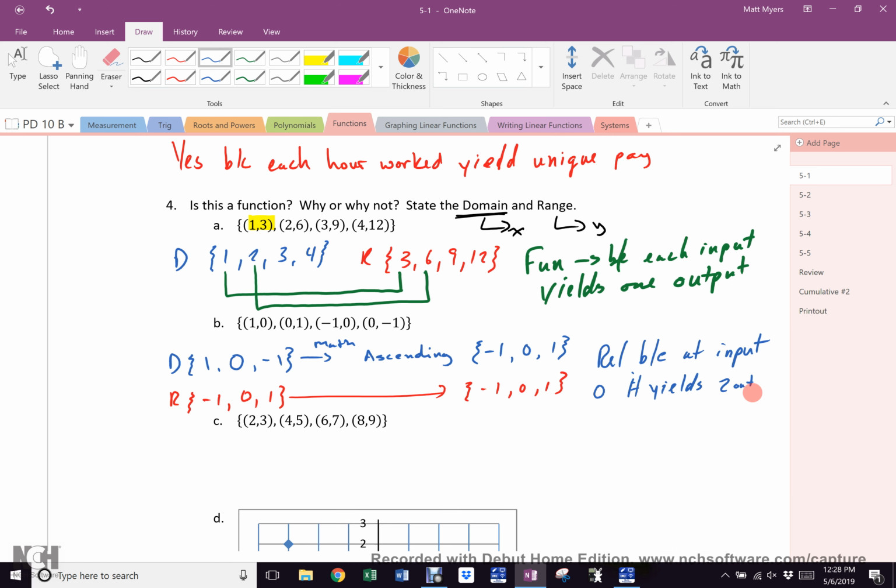Is everybody with me? Everybody's good? All right. You try C. You know all the tricks now. You try C. I want to know the domain, the range, and whether or not it's a function. Function or relation. Oh, that says it. Sorry. It yields. So what's my domain? 2, 4, 6, 8. Who do we appreciate? Math, math. Rah, rah, rah. What's the range?